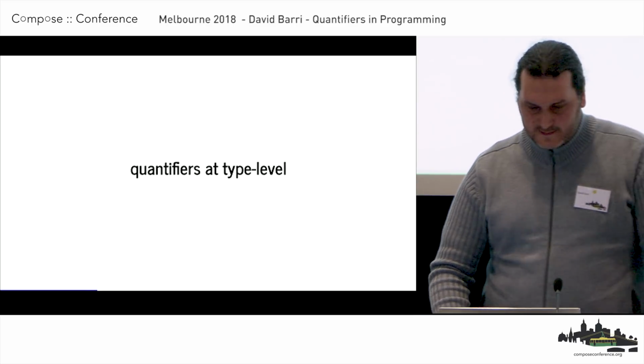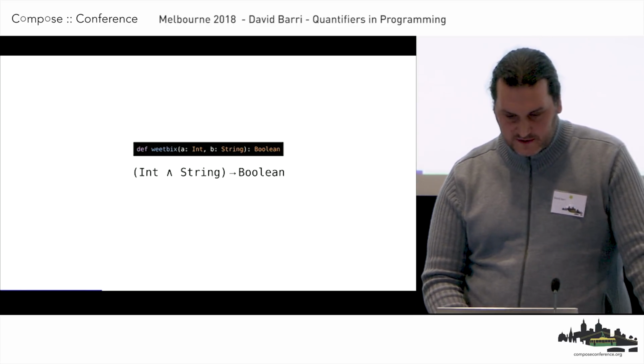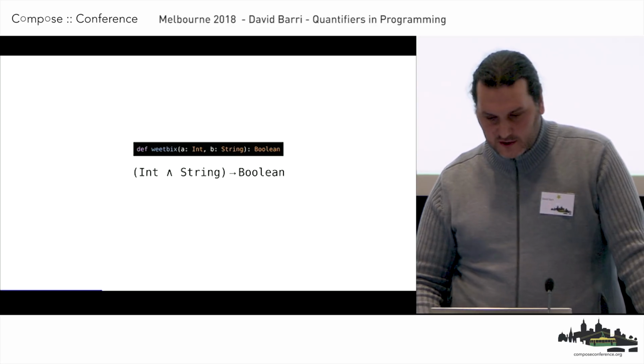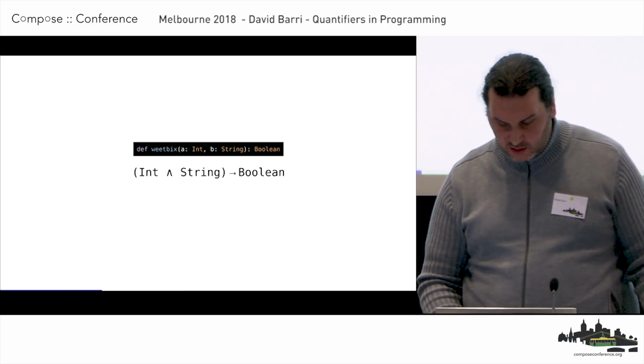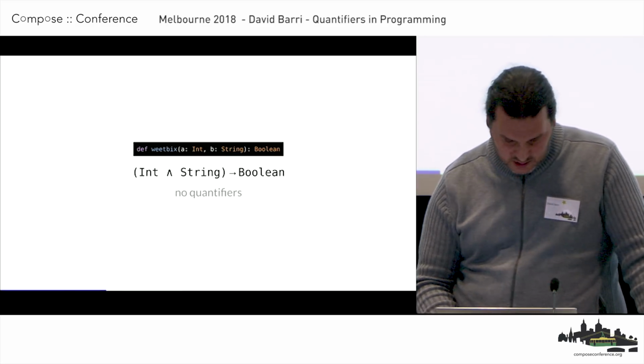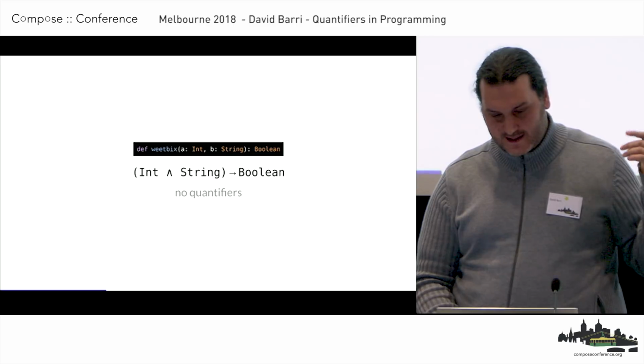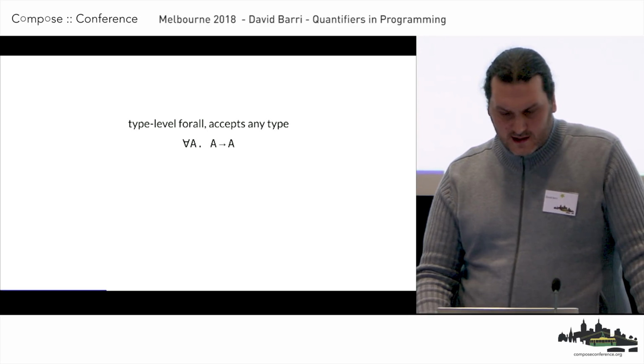Okay, let's move on to types. So the same function. This time we're going to ignore the terms and just look at the types. So we're going to have an int and a string gives you a bool. So there are no quantifiers here. What would it mean to have quantifiers?